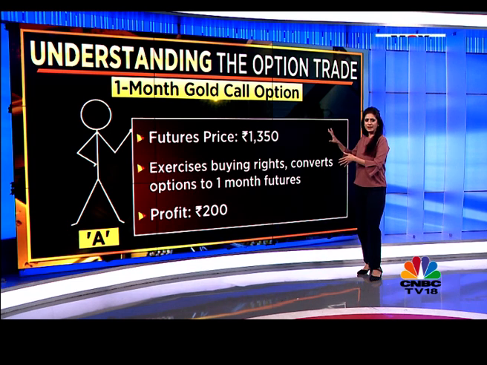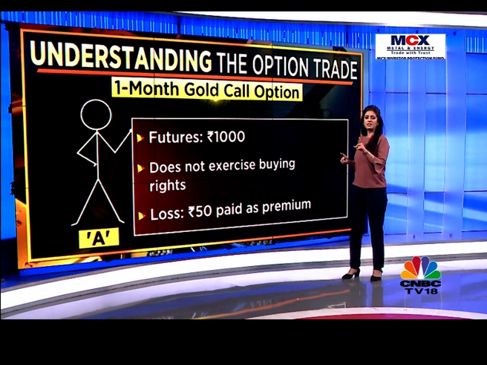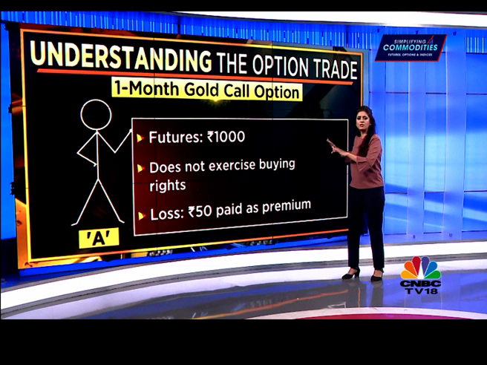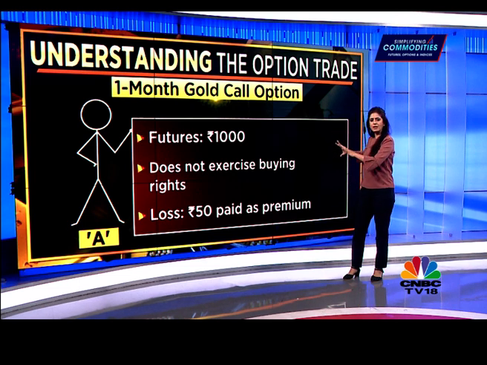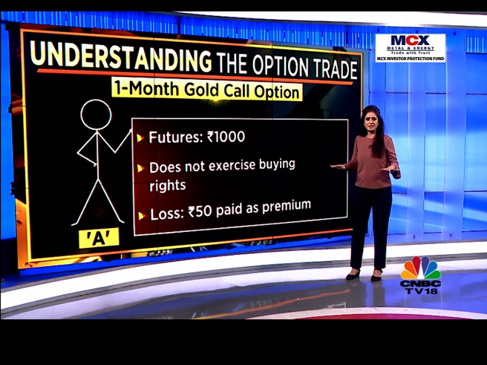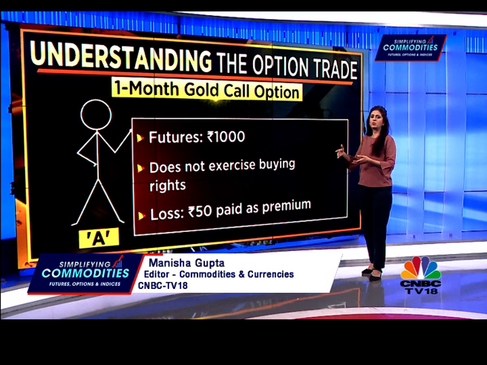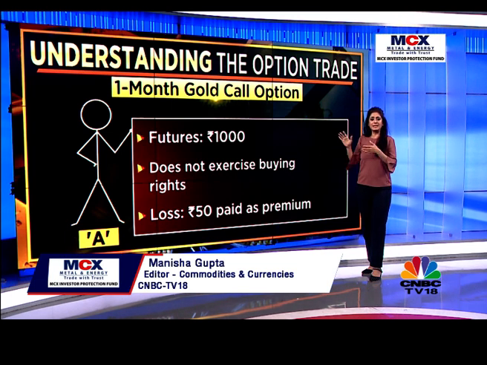That is scenario 1. In another market scenario, if the market of 1-month gold futures is trading lower than the strike price of 1150, at say 1000 rupees, then the buyer of the option can choose not to exercise his right to buy at the strike price. The contract would then expire worthless without being exercised. The only loss for trader A in this scenario would be the premium paid.